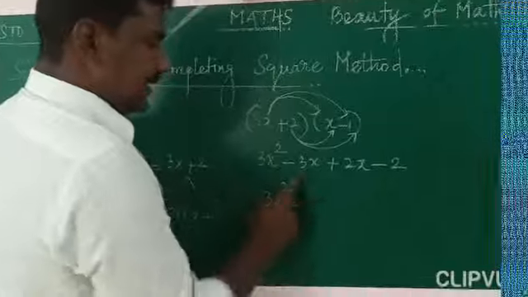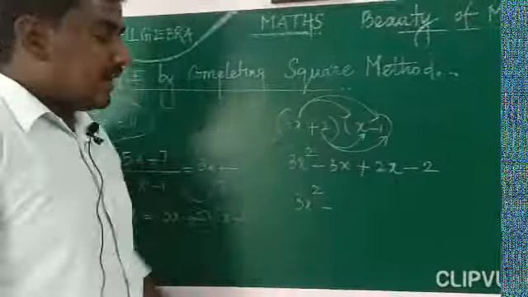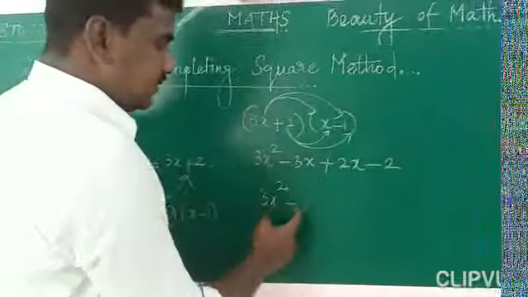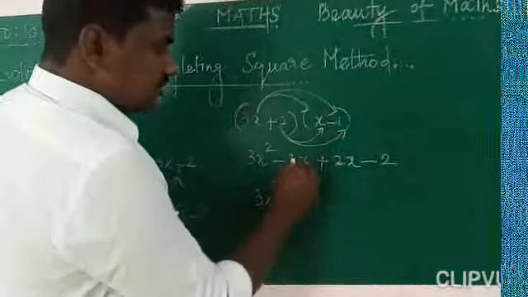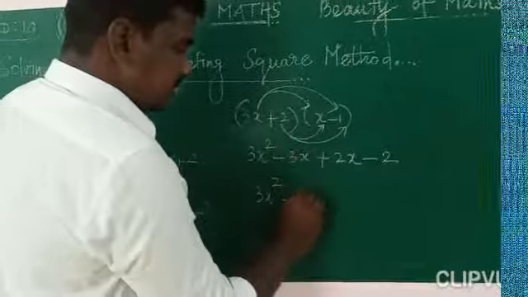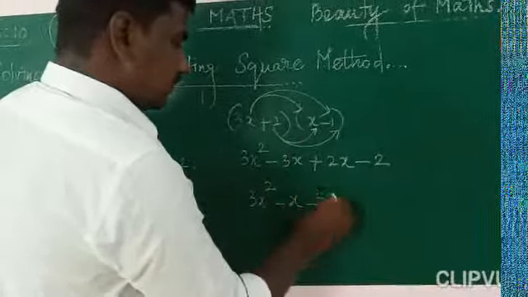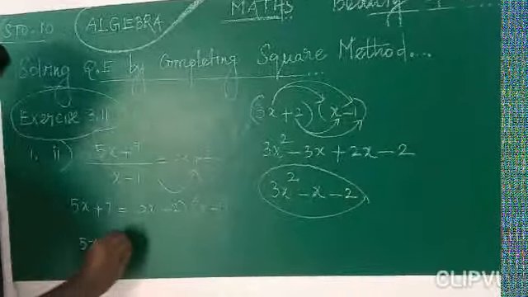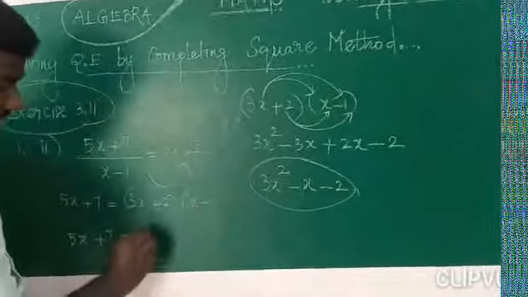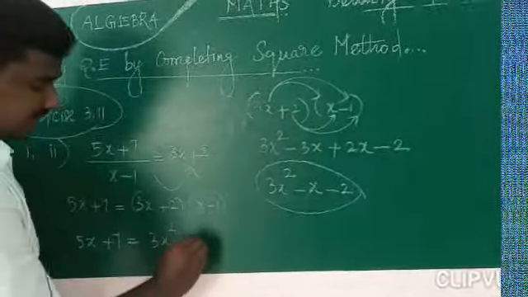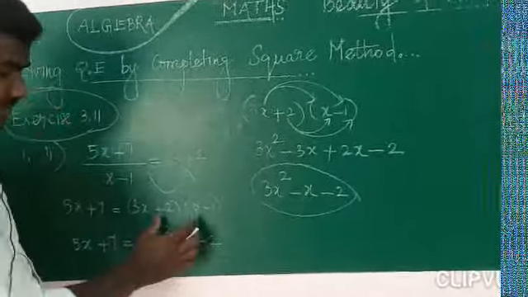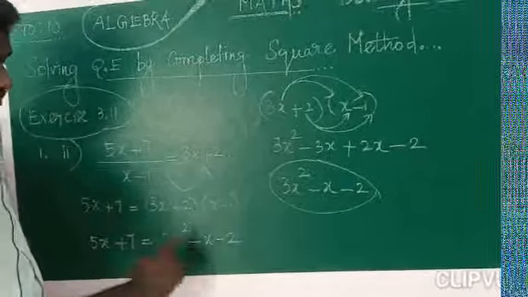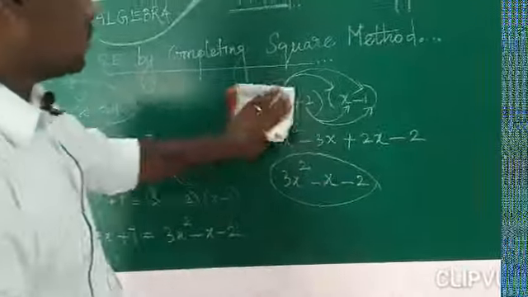We can simplify it. 3x square minus 3x plus 2x. They are like terms, so like terms can be added and subtracted. Here we did a subtraction operation. So minus 3x plus 2x means minus x. This is the required term. So 5x plus 7 is equal to 3x square minus x minus 2.